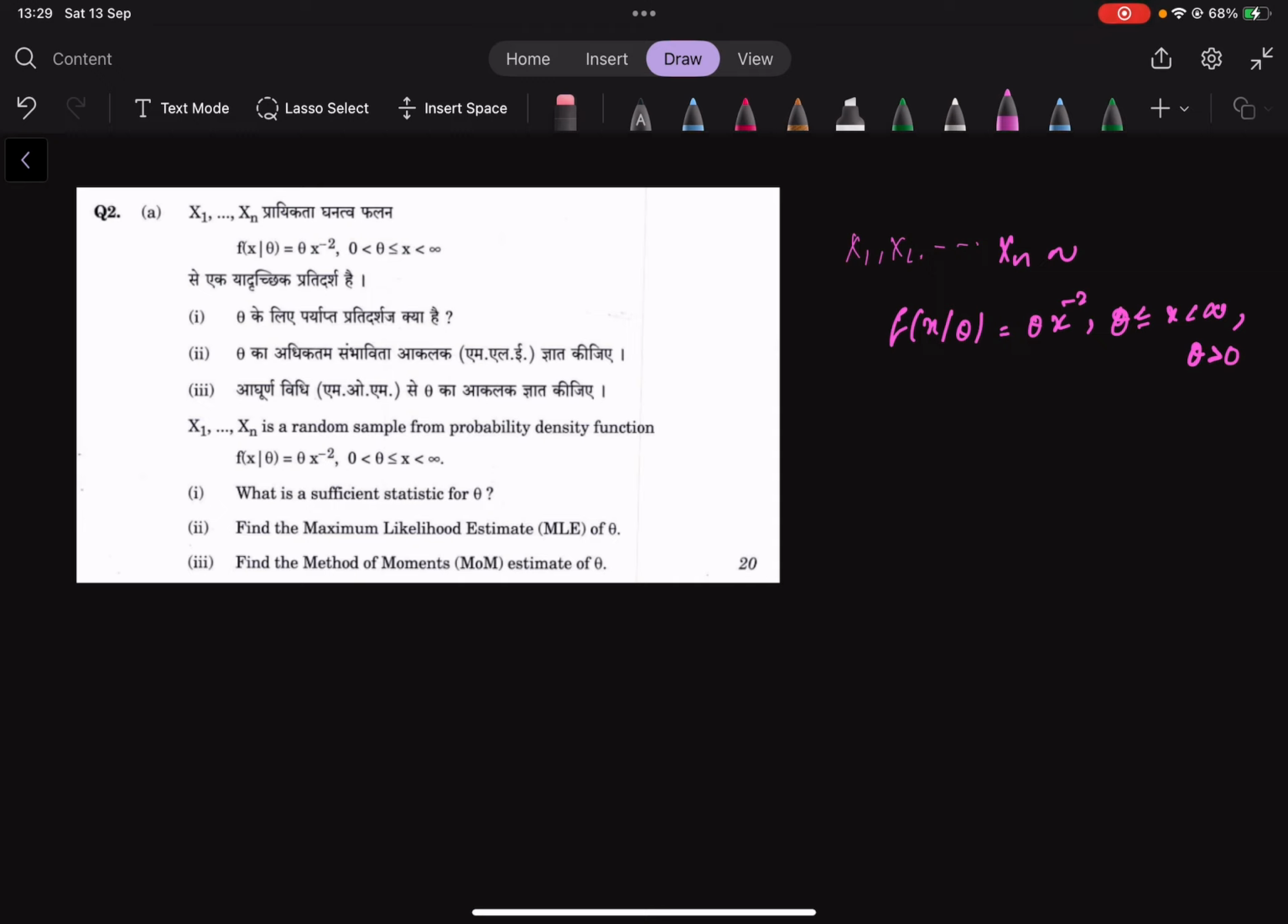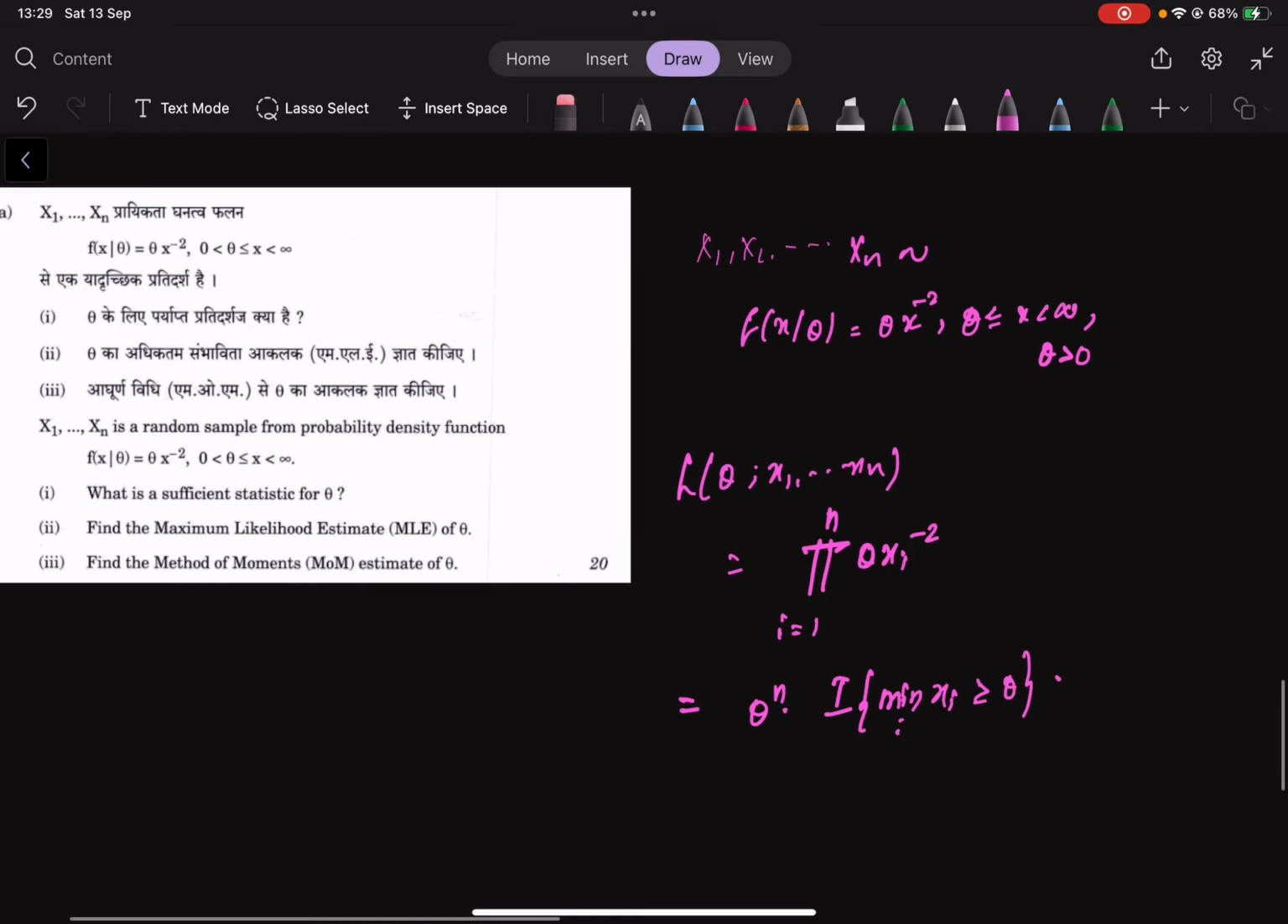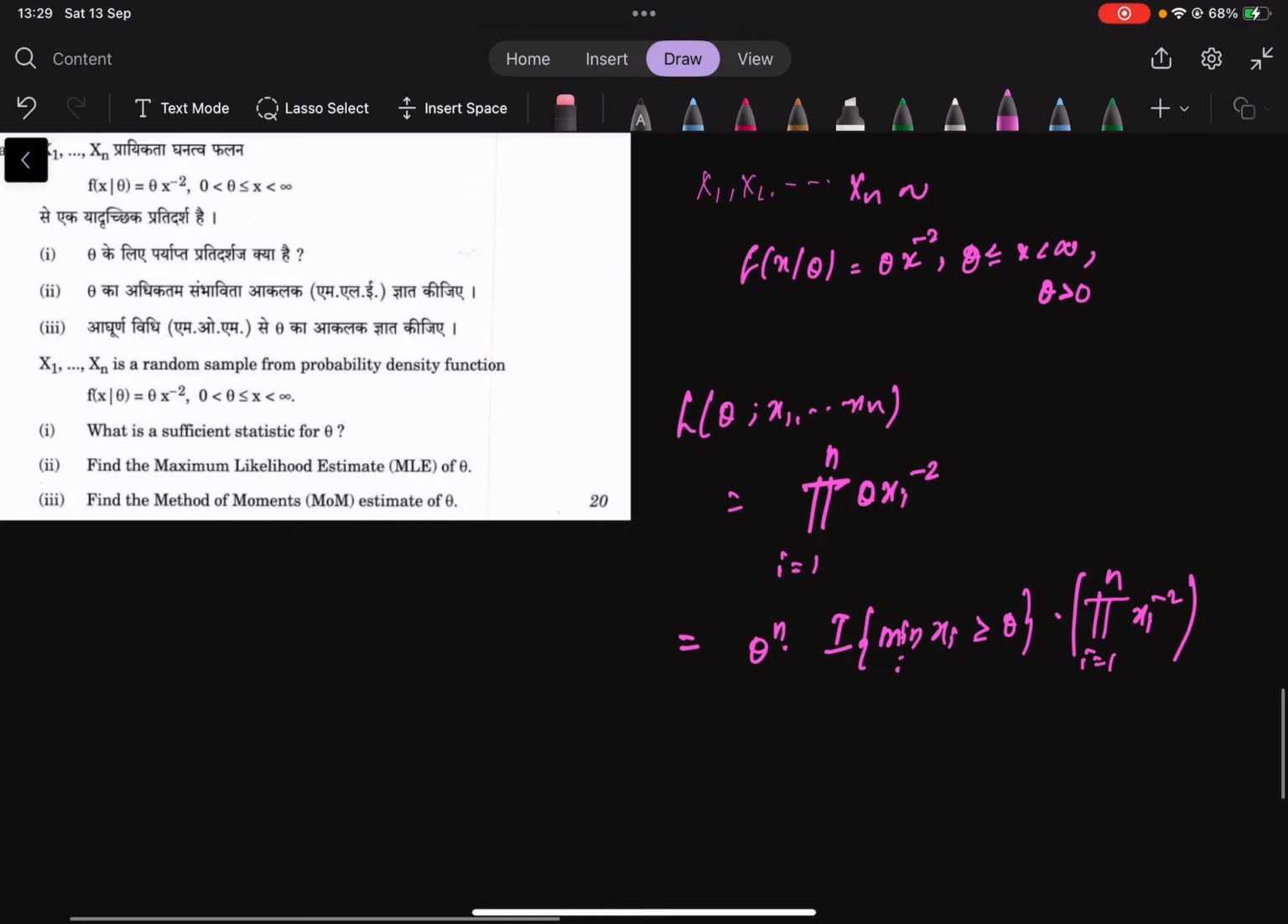So therefore the joint likelihood of the sample, L of theta for this sample X1 to Xn, would just be the product over i equals 1 to n of theta times xi to the power minus 2, which is theta to the power n times the indicator that the minimum of xi is greater than or equal to theta, times the product over i equals 1 to n of xi, whole to the power minus 2.